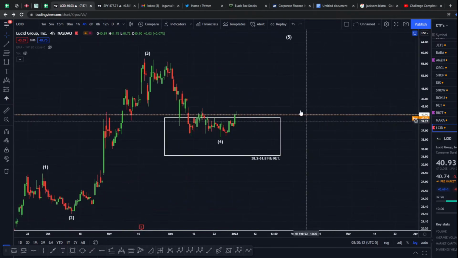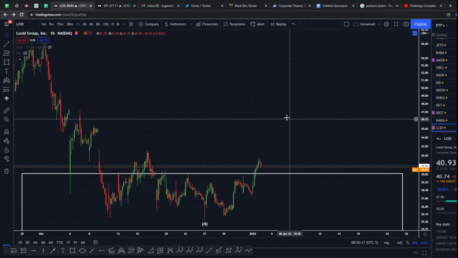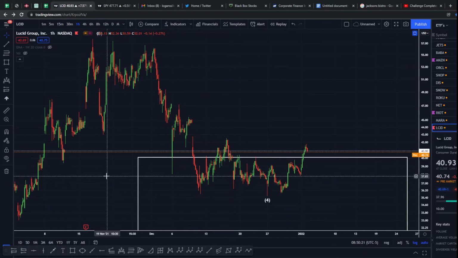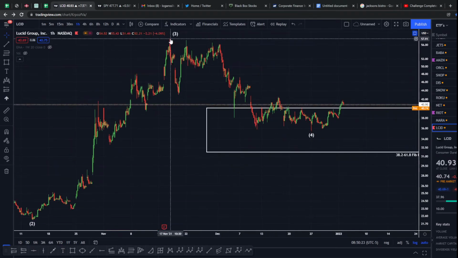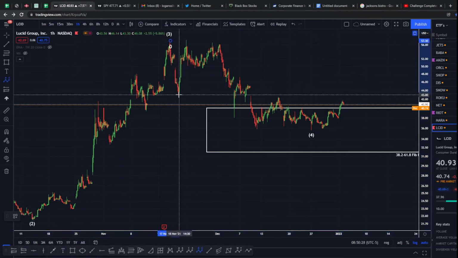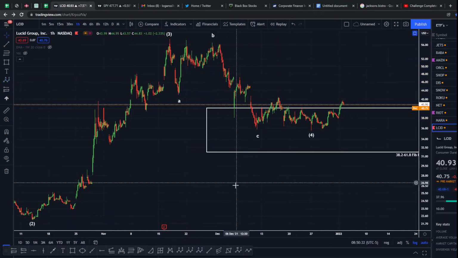And then obviously from here, we can drop down to a lower time frame and start to see what we see here. So we can start to see, is this wave 4 done, right? So we can see wave 5 ended right here, wave 3 ended right here. And then we have an A, B, C correction. So it does fulfill that requirement.